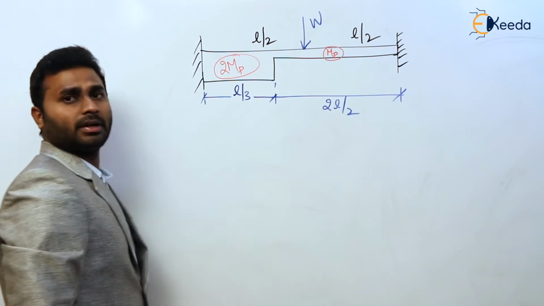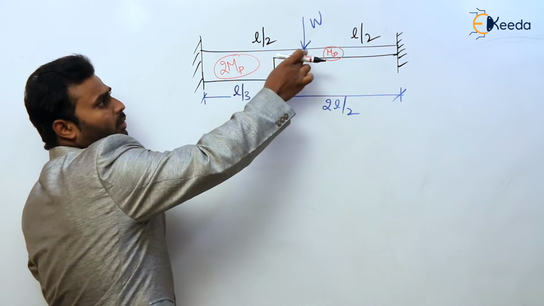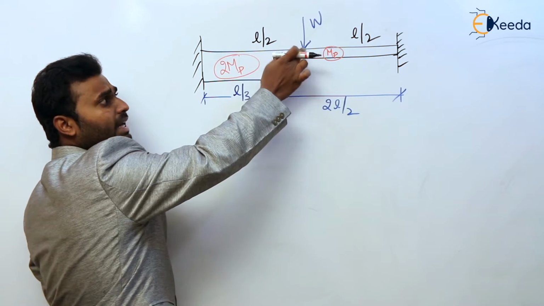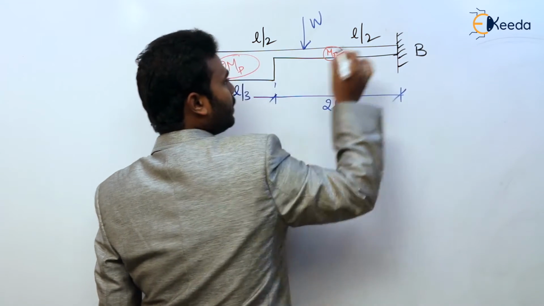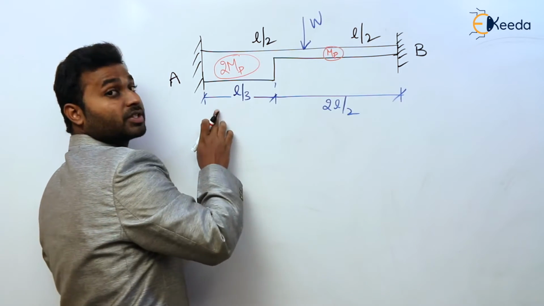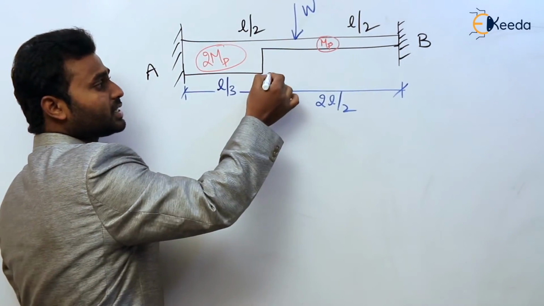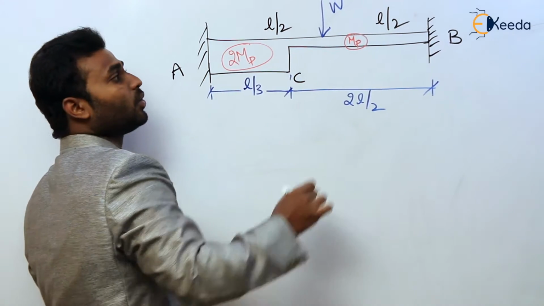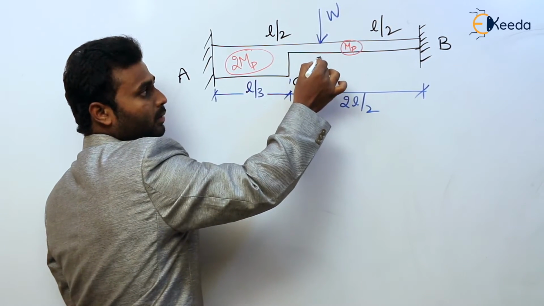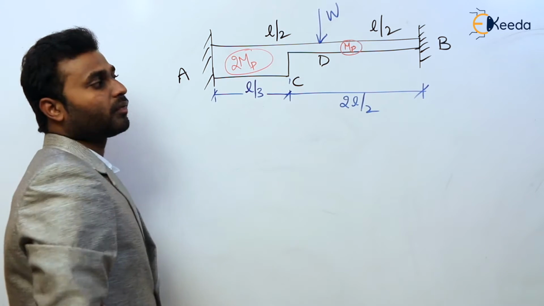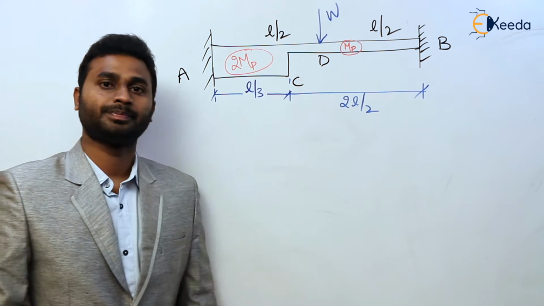So this is the beam given. Here the center point load is acting exactly at the center, L/2 from A and L/2 from B. This fixed beam changes its cross section at C, and the load is acting at the center, which is point D. Now for this case, find the collapse load.